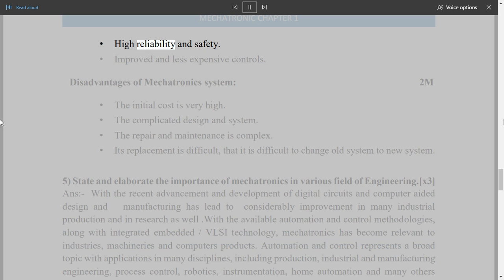High reliability and safety. Improved and less expensive controls. Disadvantages of a mechatronics system, 2 marks. The initial cost is very high. The complicated design and system. The repair and maintenance is complex. Its replacement is difficult, that is, it is difficult to change an old system to a new system.